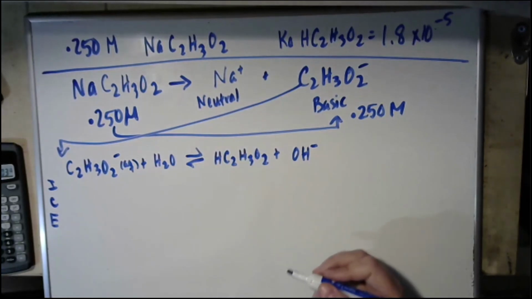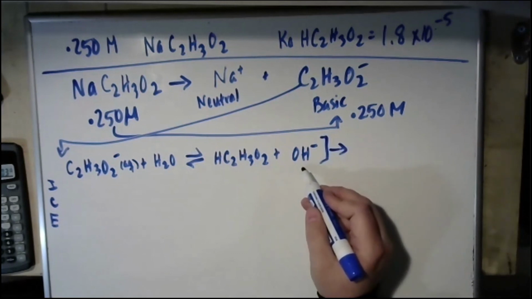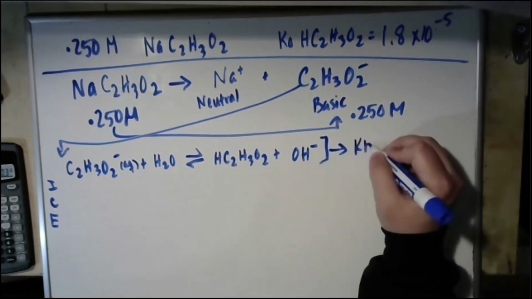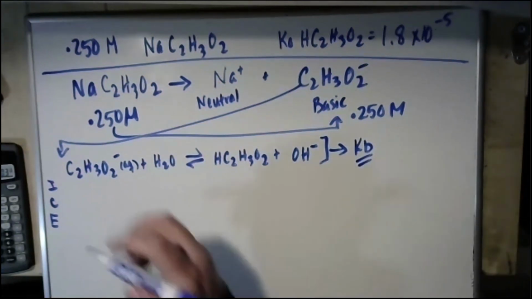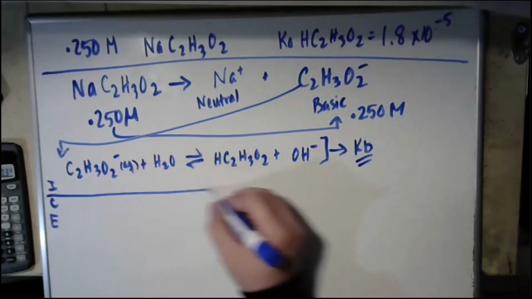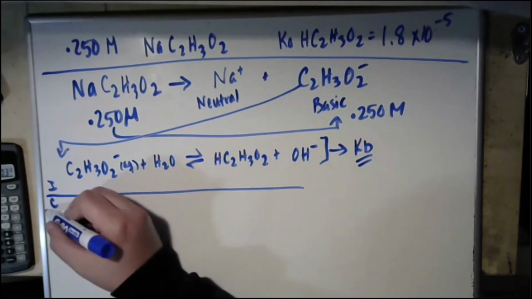And again, what I told you before, I'm going to keep telling you. You see this OH minus in your products? It means you need a Kb value. If you try to use your Ka value, you'll get a number, but it won't be the right number. So when you see that hydroxide in your products, make sure that you're working with a Kb value.